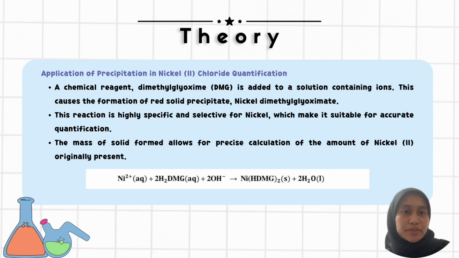Once the red solid precipitate is collected and weighed, we can calculate exactly how much nickel chloride was in the original sample. The reaction is shown in the chemical equation below, in which nickel ions in the solution react with dimethylglyoxime in the presence of hydroxide ions. This forms a red solid precipitate, which is nickel dimethylglyoximate, and water as a byproduct.